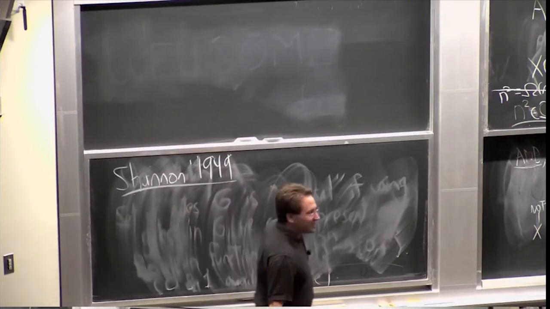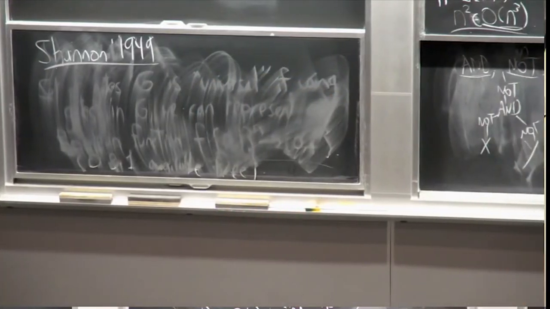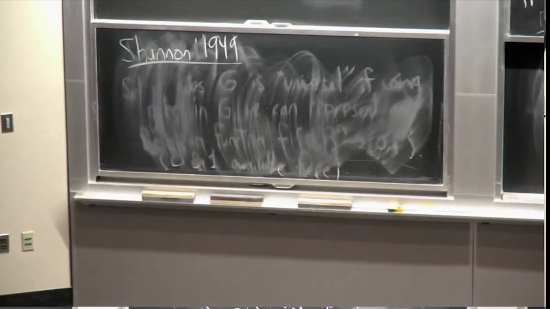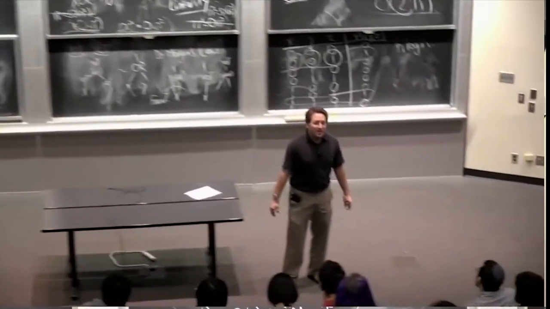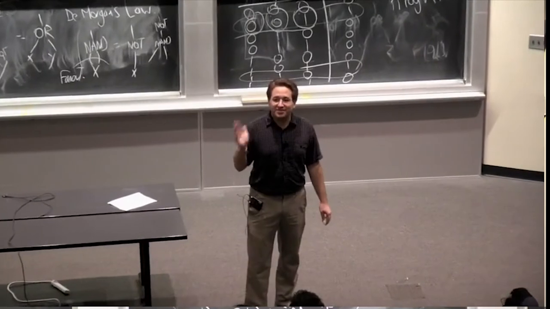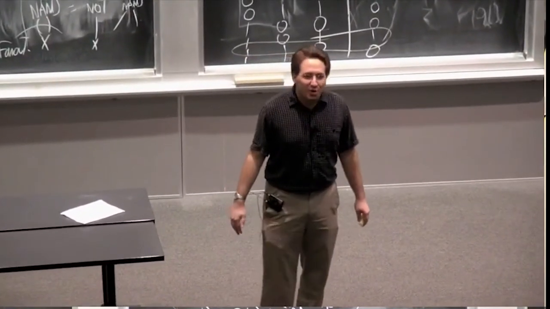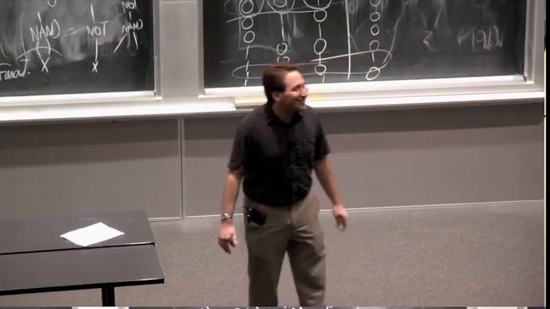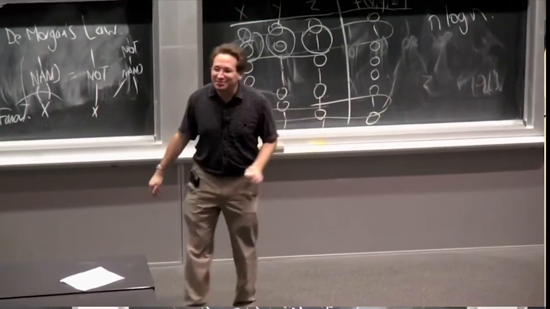But in 1949, Claude Shannon did something which is obvious in retrospect, but an amazing shift of perspective. What he said is that I can't give you a single example of a Boolean function that requires gigantic circuits, but I can prove that such functions exist. And not only that, I can prove that almost every function requires gigantic circuits, even though I don't have a single example of one.